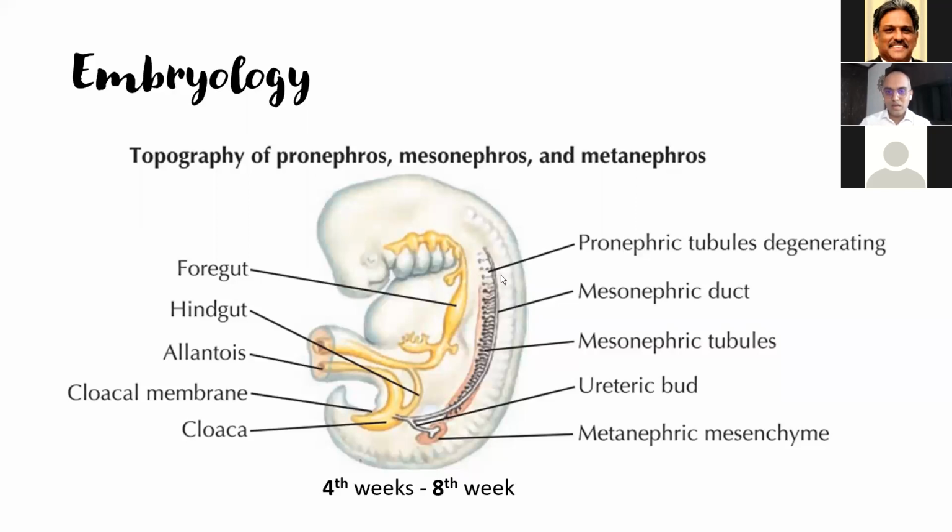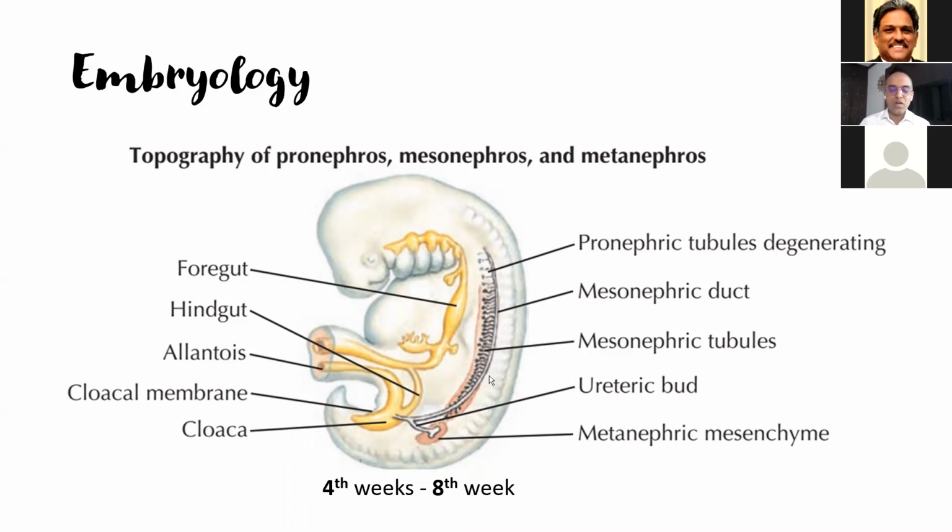And then by the end of the 4th week, it degenerates completely. The function of the pronephros is basically to form a map for the development of the mesonephros. Mesonephros is the second transitory phase. Unlike the pronephros, which is just a rudimentary structure, the mesonephros actually acts as an immature functioning kidney. The mesonephros is made up of the mesonephric duct, the mesonephric tubules, and the surrounding mesenchymal tissue known as the nephrogenic cord.